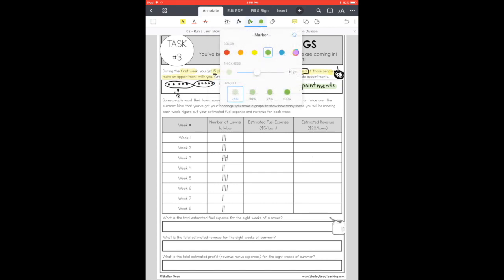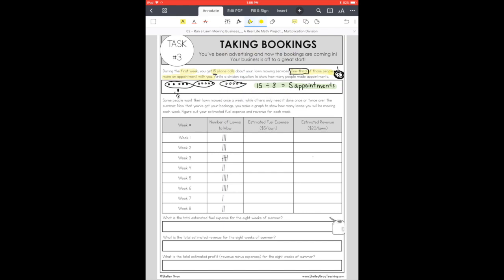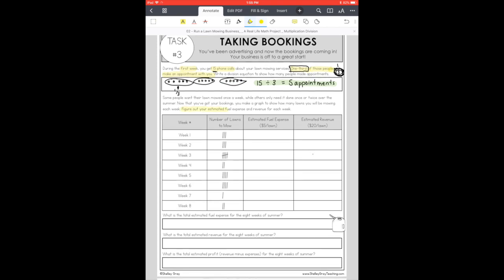So it says that some people want their lawn mowed once a week, others need it only done once or twice over the whole summer. And now that we've got our bookings, we made a graph to show how many lawns you'll be mowing each week. We want to figure out your estimated fuel expense and revenue for each week. Remember, expense is what you spend, revenue is what you make, okay?